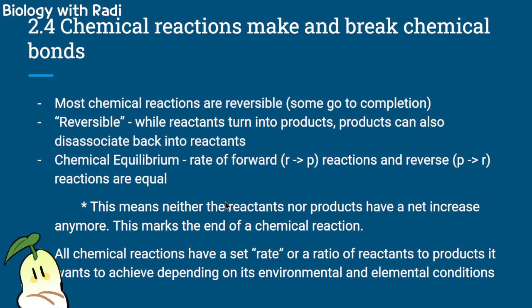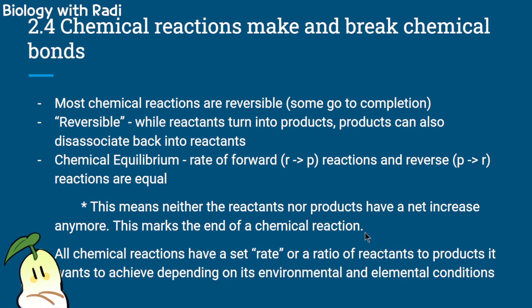Most chemical reactions are reversible, and some go to completion, which means the reactants completely turn into products. Reversible means that reactants turn into products, and products can also turn into reactants. A chemical equilibrium is a state where the rate of forward reactions, where reactants turn into products, and reverse reactions, where products turn into reactants, are equal, and this makes the net change of the reaction 0.